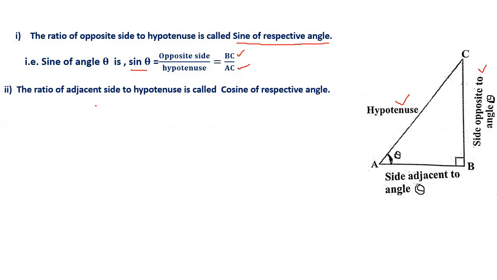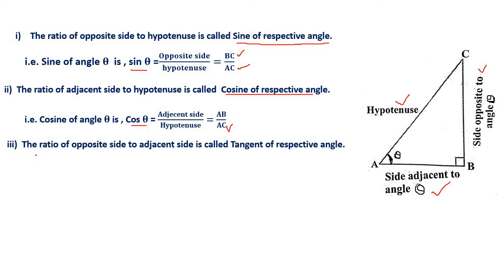Next, the ratio of the adjacent side to the hypotenuse is called the cosine of the respective angle, written as cos theta. So cos theta is equal to the adjacent side divided by the hypotenuse. Adjacent is AB, and AC is the hypotenuse.